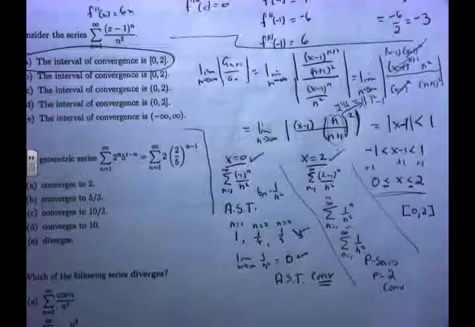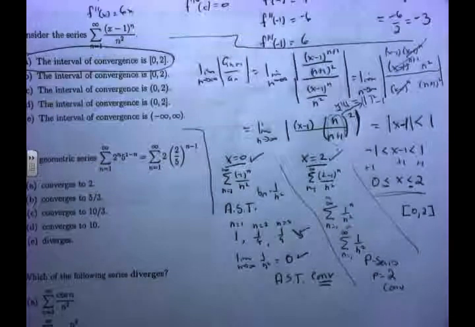Does that make sense? Anytime they ask you what is the interval of convergence, you should use the ratio test. But then if you've got bounds on that interval of convergence, test those endpoints. Sometimes they work. Sometimes the endpoints don't work. That's why you have all these other tests.